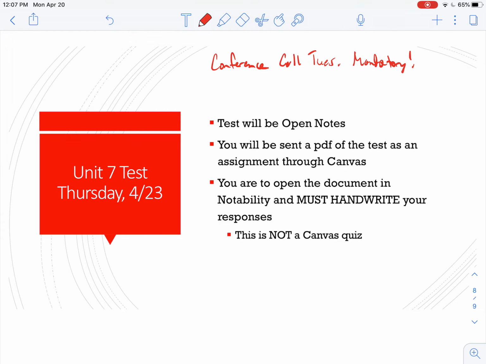So a note about our test is it will be open note. So all the notes you've been taking through these videos, through your reading assignments, homeworks, previous few weeks here, you can use on the test. The way the test will be conducted is it's not going to be a Canvas quiz. Instead, you're going to be sent a PDF of the test as an assignment through Canvas, just as we would say like a problem set. You're going to open up Notability. The big thing is that you must handwrite all of your responses. So nothing can be typed, it all has to be handwritten, just like you would if you're taking a normal test in person.